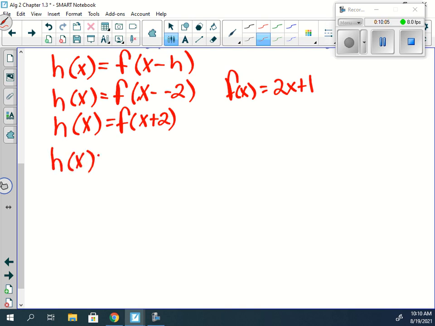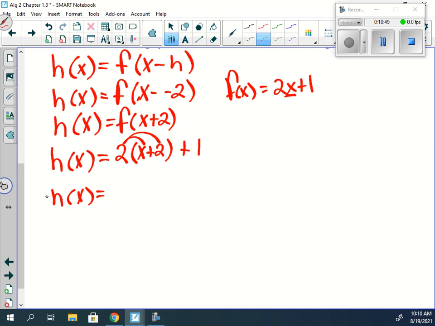So that means that when I plug this in for x, I will have 2 parentheses, x plus 2, plus 1. Because in our function f of x, we replace the x with x plus 2. We change from f of x to f of x plus 2, which means on the other side, the 2x plus 1, I have to replace that x with the x plus 2. Okay? Well, we can't leave it like that. It looks a little funky. So we'll simplify it.